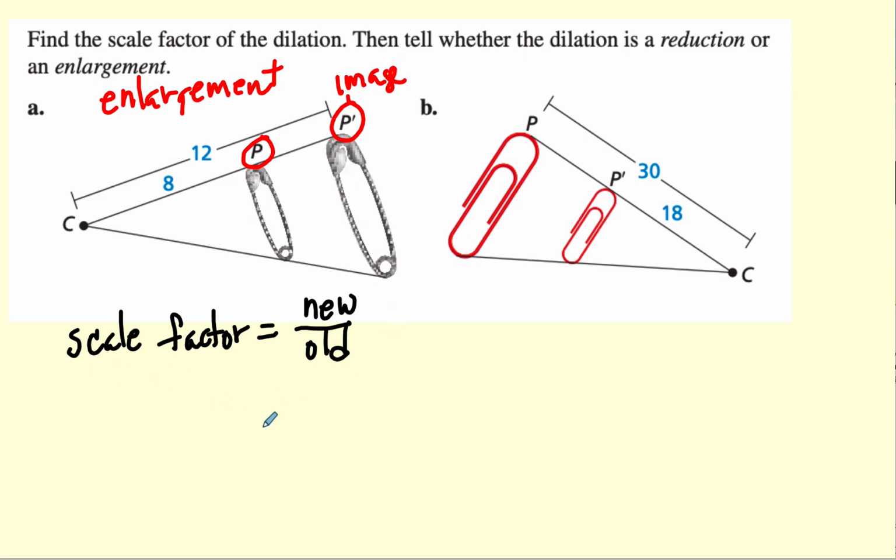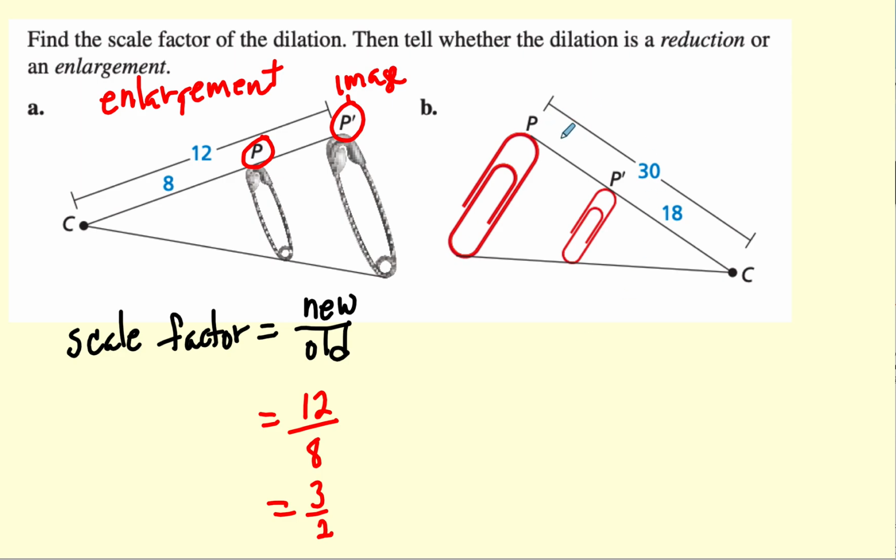Now, to get a scale factor, what we do is we compare the distances from the center of dilation. Here's the center of dilation, C. So the new distance from here all the way to the image is 12. And the distance from the center of dilation to the original image is 8. And so we say it has a scale factor of 3/2. 3/2 is bigger than 1, so that's why we can say it's an enlargement.